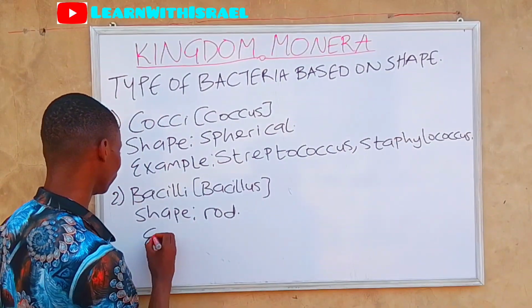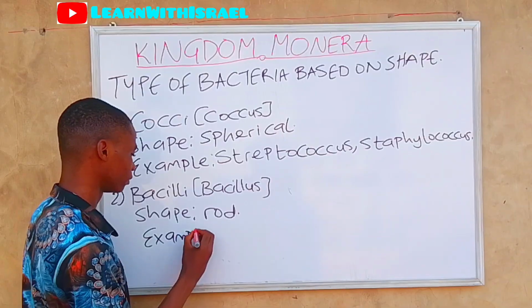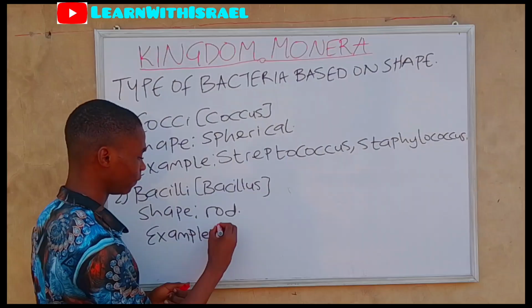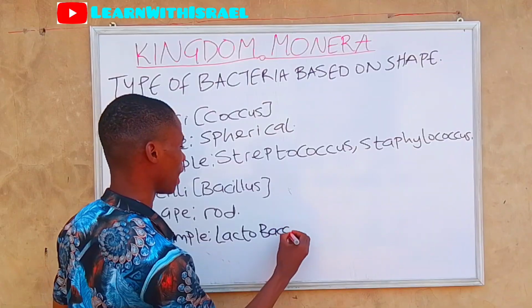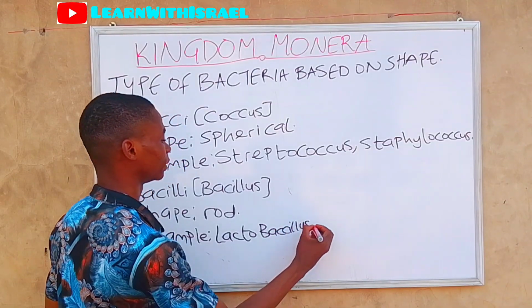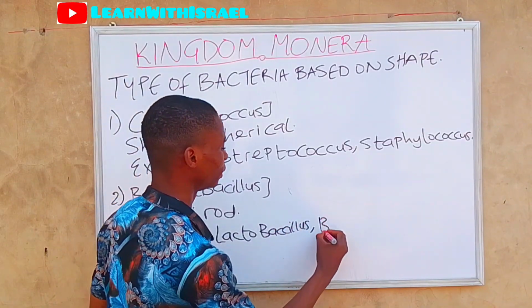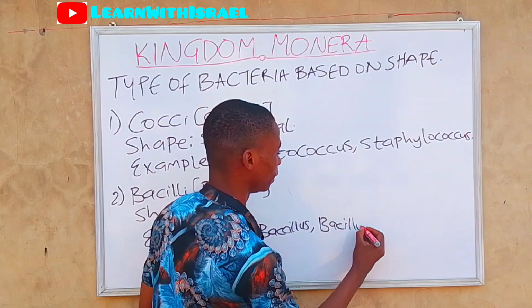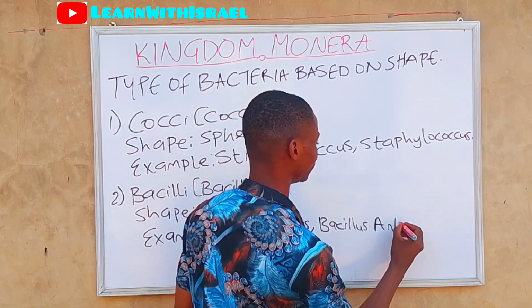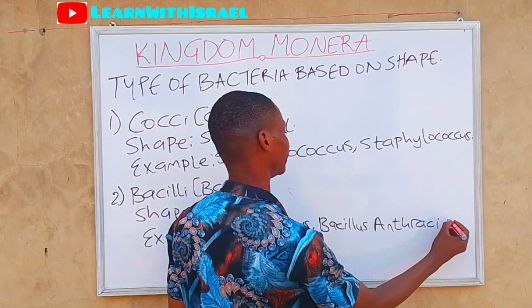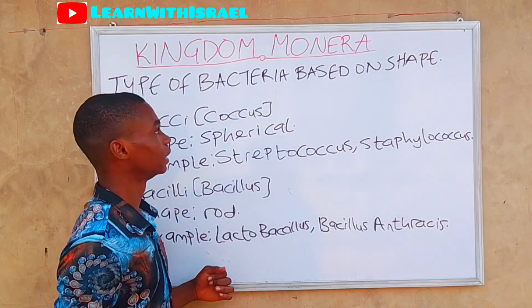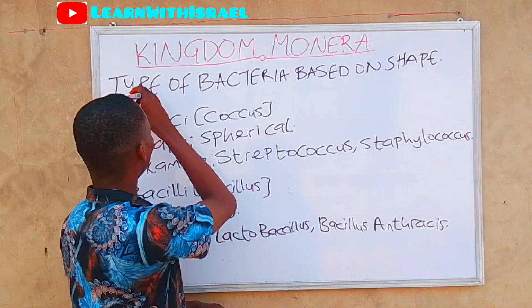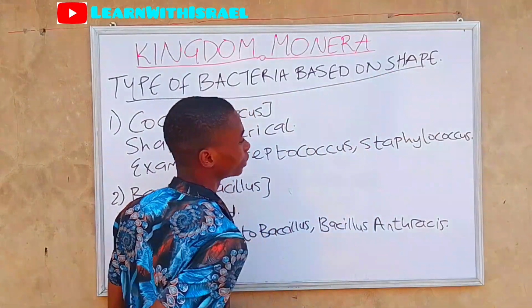Examples: the first example is lactobacillus, and Bacillus anthracis. So these are examples under the bacilli, and we have two more to talk about, which I'll be explaining now.